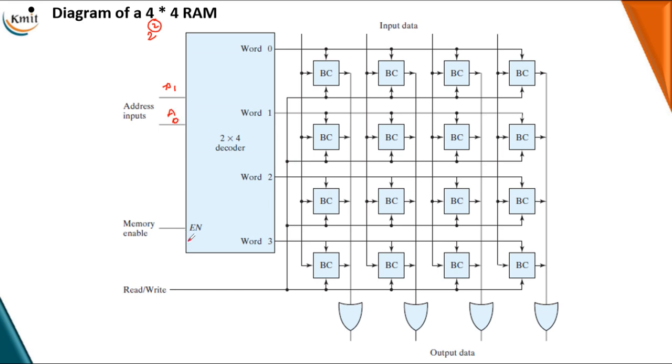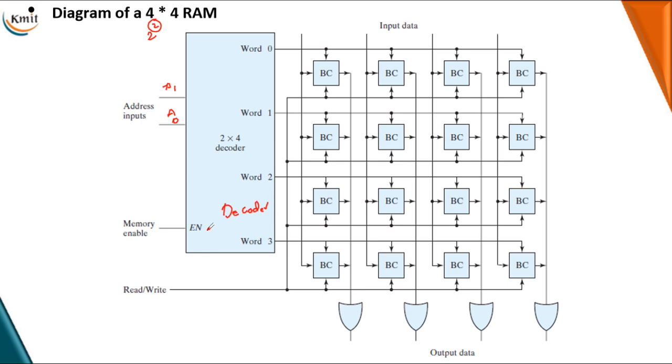First we have to select the memory, and for that purpose we use the memory enable. That memory enable is transferred as the enable input of the decoder, so the decoder is switched on if your memory enable is 1. If it is 0, the enable becomes 0 and the decoder will be off, so no data is loaded or retrieved from your memory.